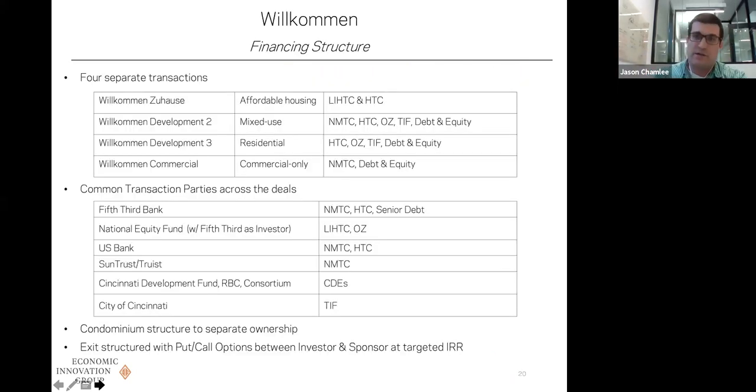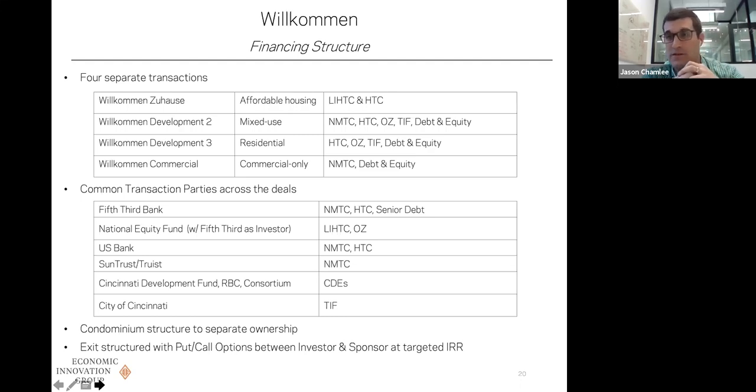So the financing transaction structure itself, again, the reason I led with this generally is that the project is called Willkomen, and everything I just presented is Willkomen. Really, what Willkomen is transactionally is 4 deals, 4 transactions, 4 projects in one. And so these are the actual names. Willkomen Zuhause, which I believe is German for home, is the affordable housing project. That's financed with LIHTC and historic tax credits. Then we have Willkomen Development 2, which is the biggest chunk. I think it's about 30 million of the total. And that's the new markets deal, new markets tax credits, plus historic tax credits, opportunity zone, TIF, and debt and equity there. So generally market rate.